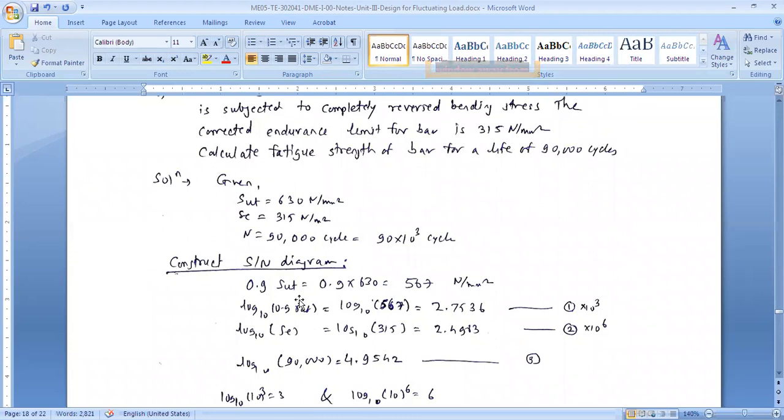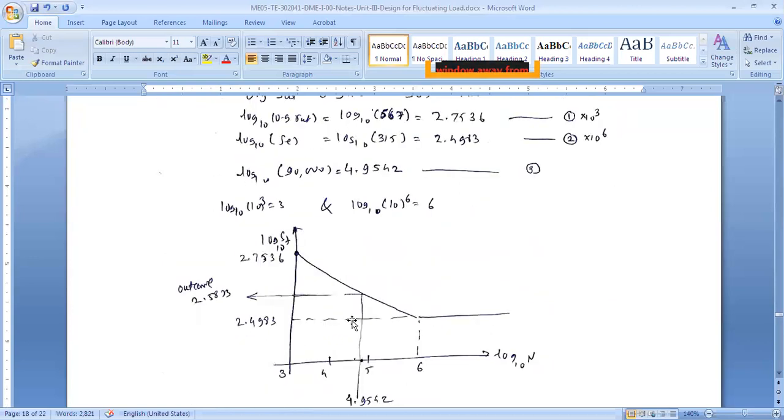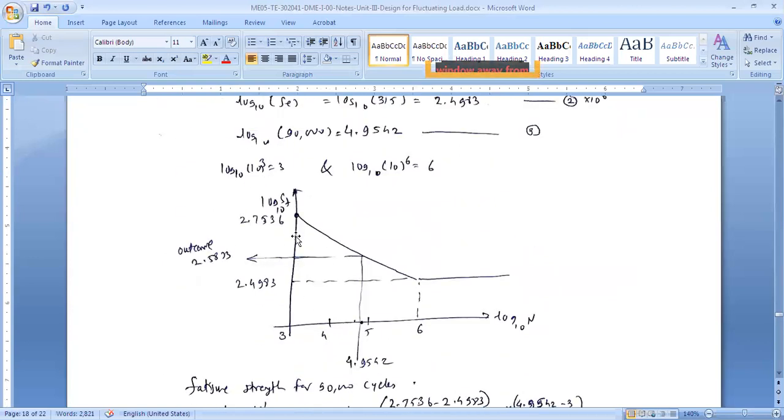Sorry, x will be 0 and y will be 0.9 of SUT, that is 0.9 of 630, that is 567. So we'll take a log of that because it's a logarithmic scale. So we'll take log of 567. 567 is 0.9 of SUT. So it becomes 2.7536. So we got 1 point on the y axis, that is x is 0 and y is 2.75.